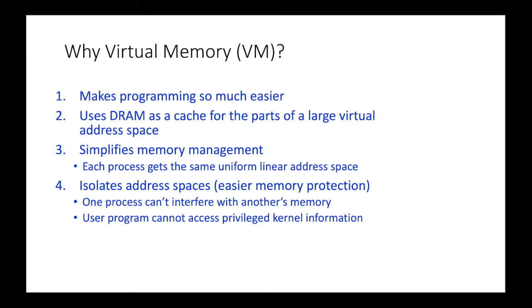Third, it simplifies memory management significantly among multiple programs running concurrently. Each process gets a uniform linear memory address space, and physical memory management is taken care of by the hardware automatically. Fourth, the virtual memory system makes memory protection so much easier by being able to isolate memory address spaces easily. There's no way one process interferes with another's memory, and there's no way for a user program to access privileged kernel information.